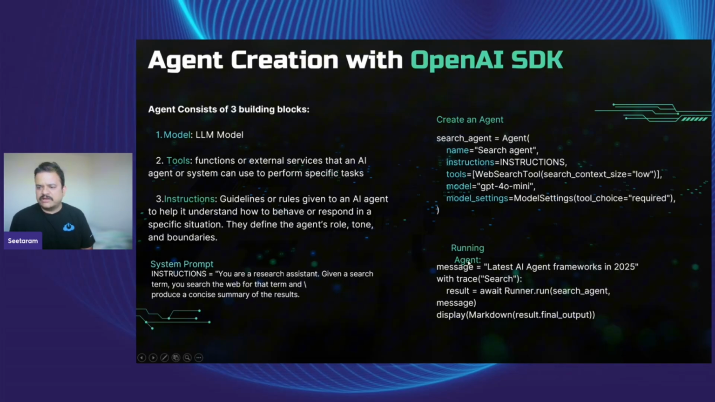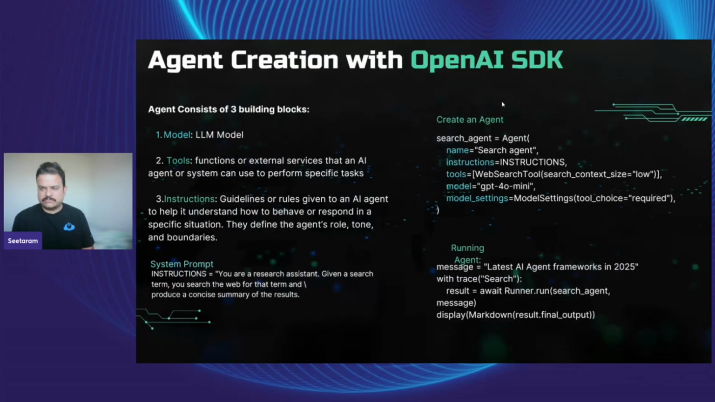And how do you run the agent? You just call Runner.run with the search agent and the message. The message is the input text, for example, I want to do research on AI in 2025. You can do that, and I'm going to give the demo soon. So this is how you create an agent using the SDK.